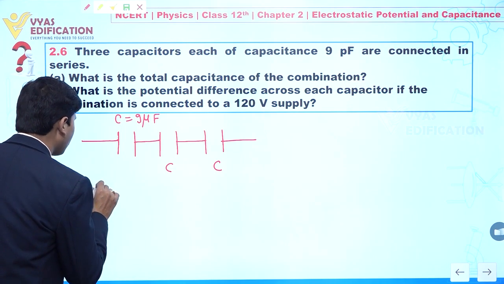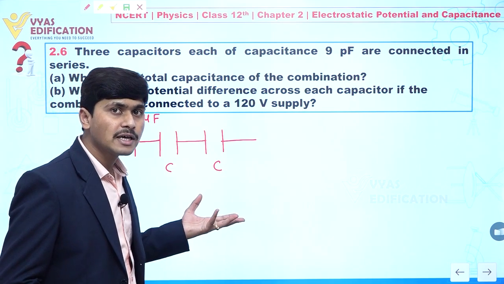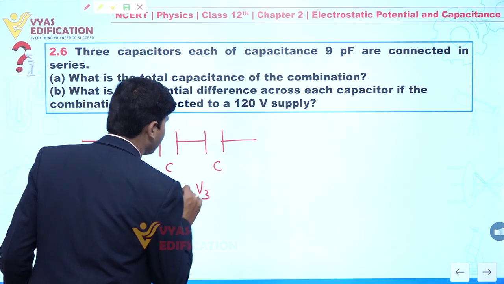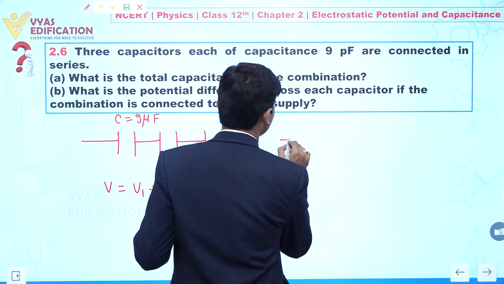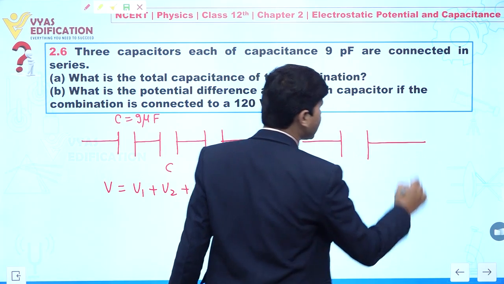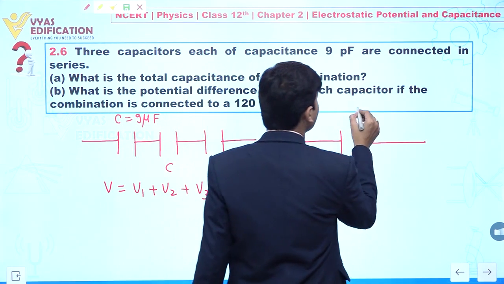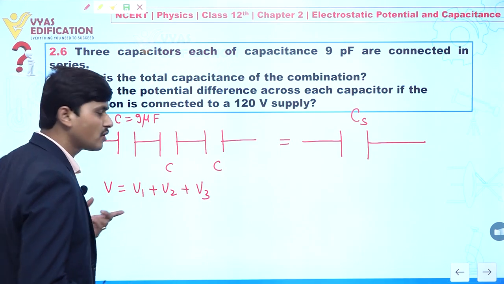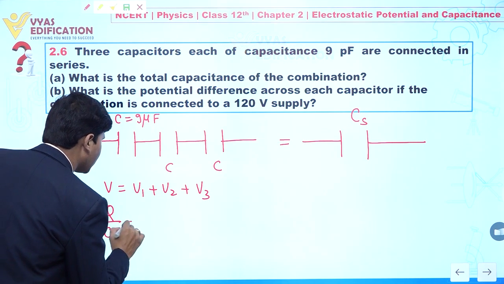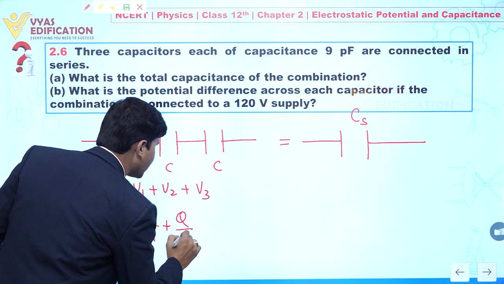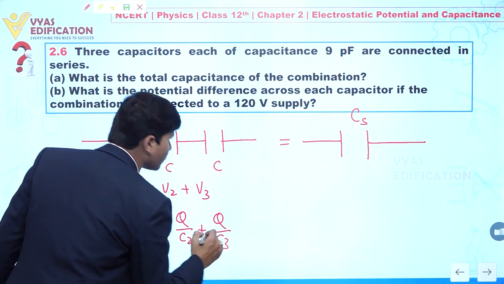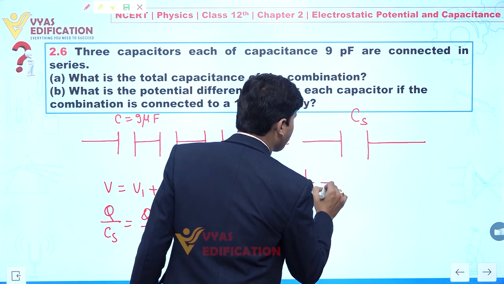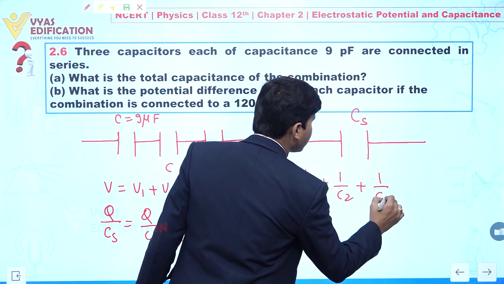In series combination the value of Q remains the same, but V is given by V1 plus V2 plus V3. Now suppose we replace this combination by a single capacitor with equivalent capacitance CS. Then V equals Q by CS, which is Q by C1 plus Q by C2 plus Q by C3. From here, 1 upon CS is equal to 1 upon C1 plus 1 upon C2 plus 1 upon C3.